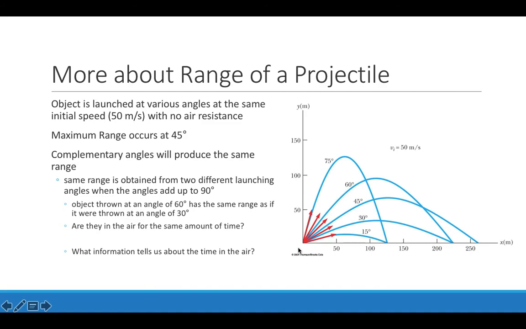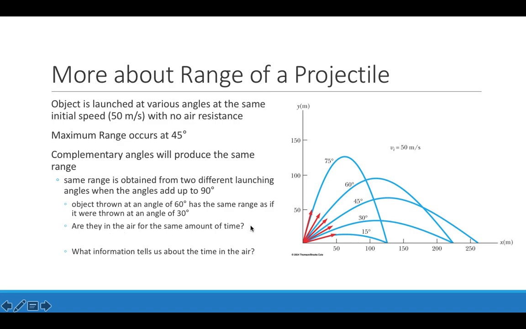And I have another place over here where the projectile launched at 75 degrees and the one launched at 15 degrees both hit at the same spot. Those two angles, 75 plus 15, also add up to 90. So any two angles that add up to 90 degrees will hit at the same spot, assuming they were launched at the same speed.